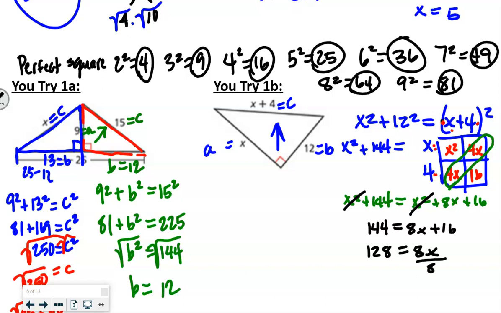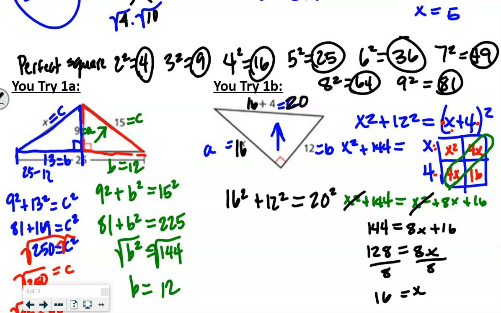Then we're going to divide both sides by 8. So x is equal to 16. So here again, this 16 would be there, and the 16 would be here. So that means that this up here would be equal to 20, right? So if we did 16 squared plus 12 squared, does that equal 20 squared? That's our question. This is 256 plus 144. Does that equal 400? It does. 400 does equal 400. So once again, we can check it.